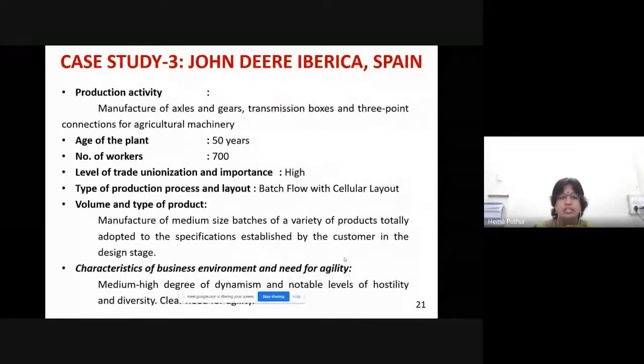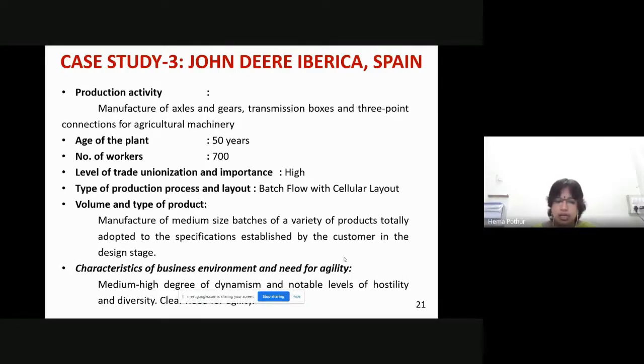Then the John Deere, we all know what John Deere company is, even though it's a company from Spain. It is an agricultural machinery manufacturing company where it manufactures the axles, gears, transmission boxes and three-point connections. And look at the lifespan of this industry, it has 50 years of industry, with a minimal number of workers and high trade union here. And here also, the flow line is not mass production, it is batch production within a cellular layout. All the products here are of medium-sized batch, and they produce a wide variety of products in this particular industry. And it exhibits a medium dynamism and notable levels of hostility.